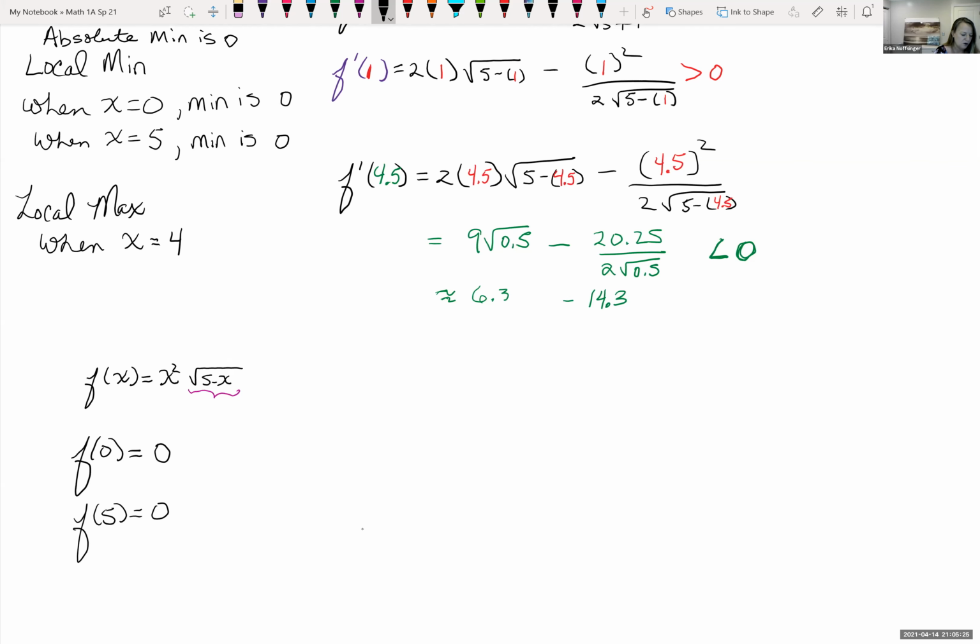And then the local max, we plug in 4. And so f of 4, 4 squared is 16, all times the square root of 5 minus 4, which is square root of 1, which is 1. So my max value is 16.